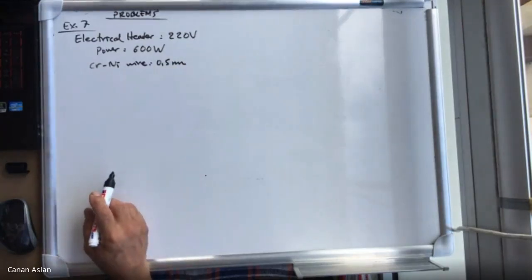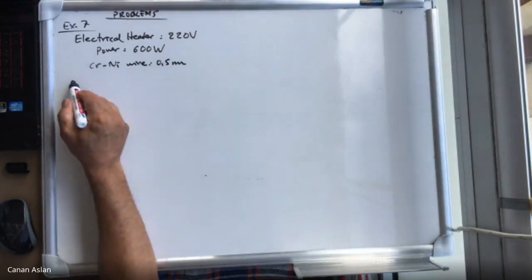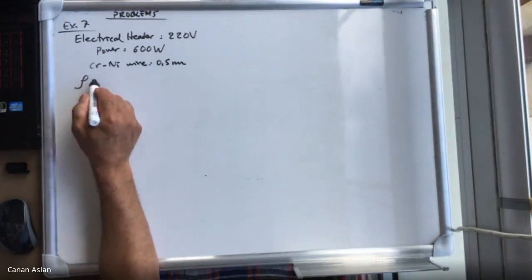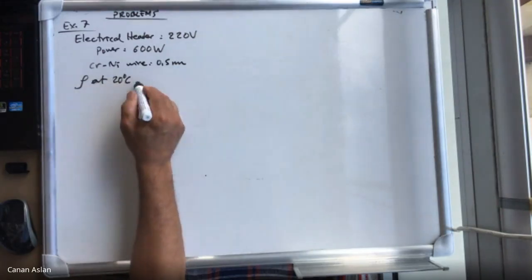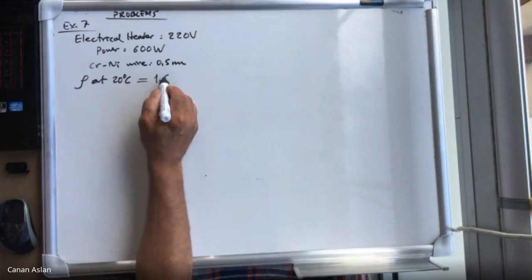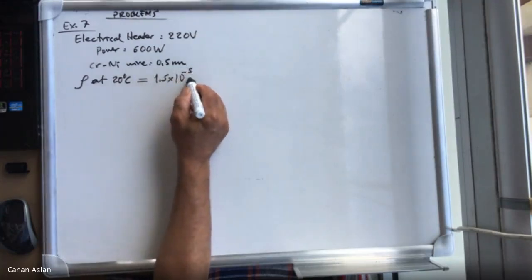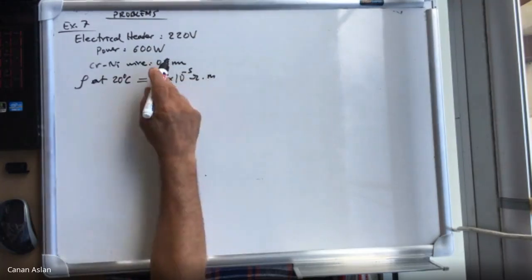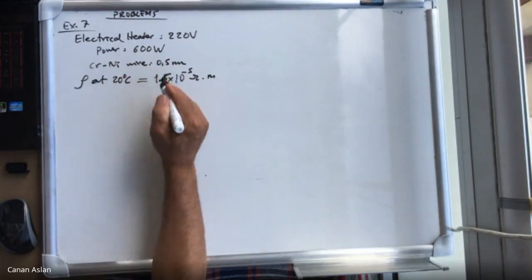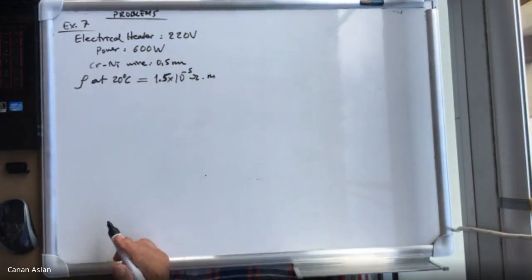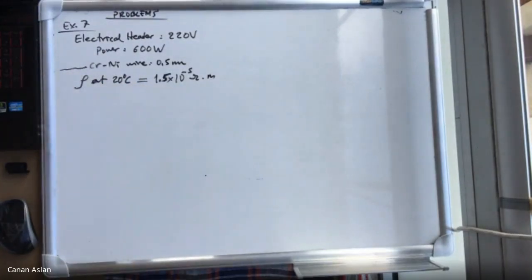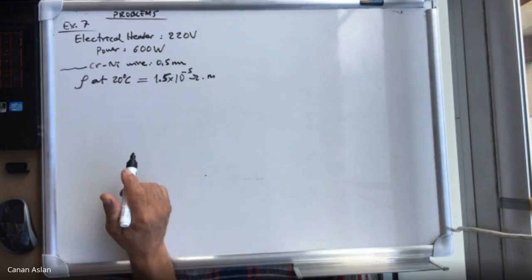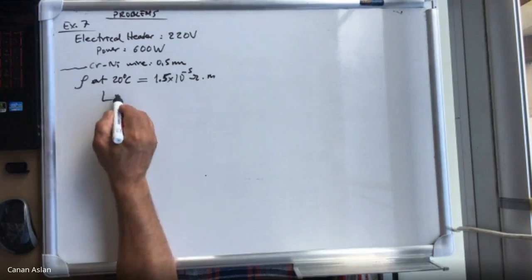We assume that the resistivity at 20 degrees Celsius is given by 1.5 times 10 to the minus 5 ohm meter. So this is the value that you can find from the data sheet of this chrome nickel wire that you buy. It's easy. You can get this from the market so easily. And find the length of the wire used. So what is the length of the wire?